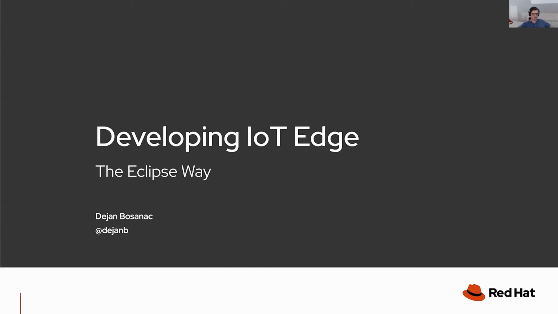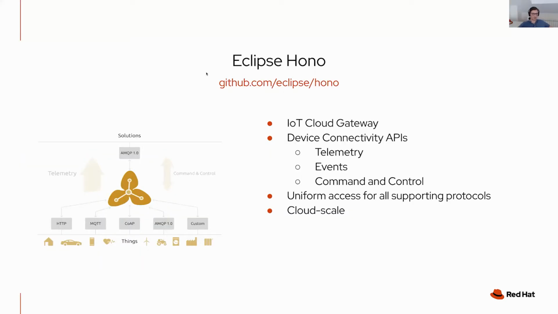So from the IoT perspective, we have the Eclipse Hono project, which is kind of an IoT Cloud Gateway, aiming to provide uniform access for millions of different kinds of devices to the cloud, right? So it's cloud scale and a multi-tenant system to easily build IoT clouds, providing a uniform way for devices to send telemetry data and IoT solutions to send commands and control back to the devices.